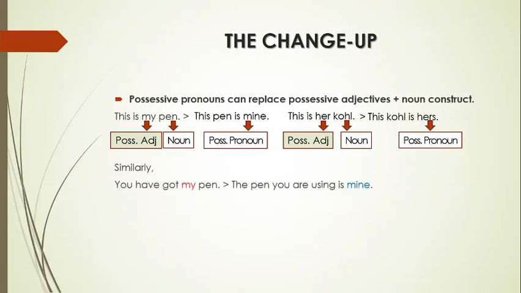You have got my pen. The pen you are using is mine. So in my pen, my is a possessive adjective and mine is a possessive pronoun. Your presentation is excellent. That presentation of yours is excellent. Again, your presentation is a possessive adjective and noun combination. But when we say that presentation of yours, here yours acts as a possessive pronoun.